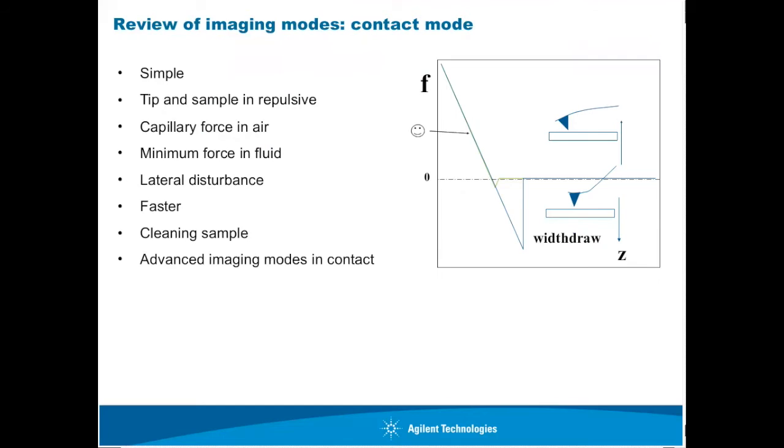All right, let's review the imaging modes. We have two major imaging modes, contact mode and AC mode. Contact mode is very simple to operate, and you can image in contact mode in air and in liquid. These two imaging media are extremely different. In air, the force is always very high because of capillary force. In liquid, you can bring it to very low force. One of the biggest advantages of contact mode is that you can use the tip to clean your sample.